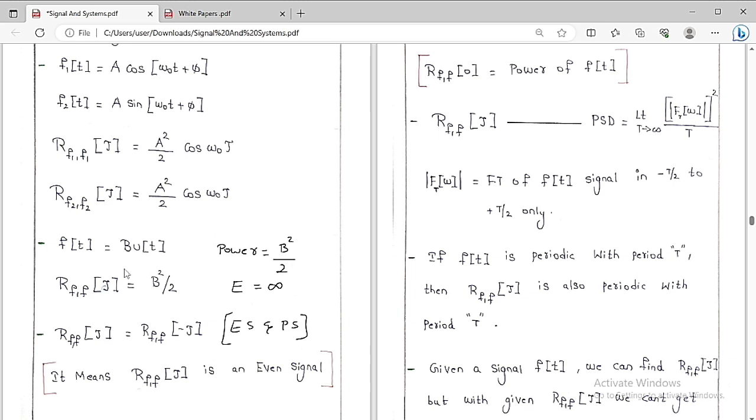So therefore we can say the autocorrelation is always an even function, because whatever the signal, whether it is an energy signal or a power signal, it is always going to satisfy this property. So this is what I am trying to tell you.